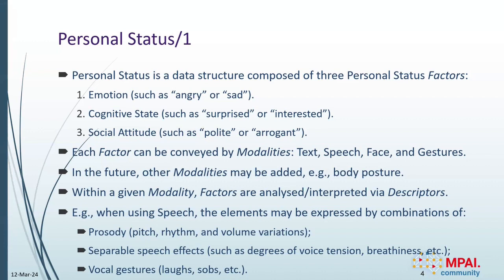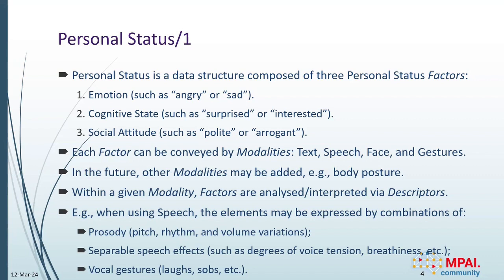Now, Miron was mentioning something called personal status multiple times. The point is that MPI needs some way of indicating emotions like angry, or cognitive states like confused, or social attitudes like polite. And all three of those are bunched together as personal status. The factors are the ones I just named: emotion, cognitive state, and social attitude. And each factor can be conveyed by modalities, including text, speech, face, and gestures. Any of those four can show your emotion or your cognitive state, etc.